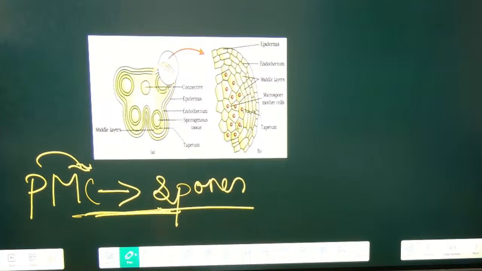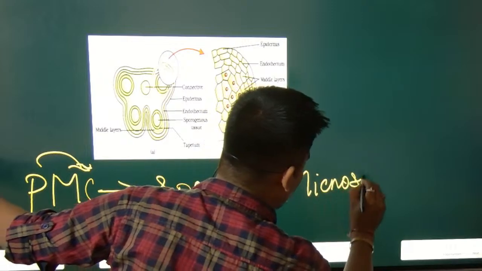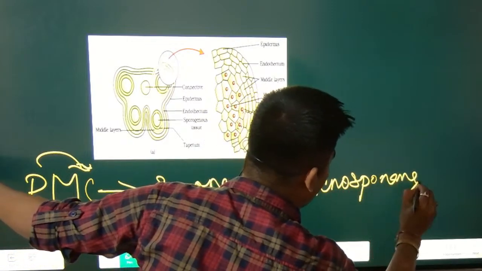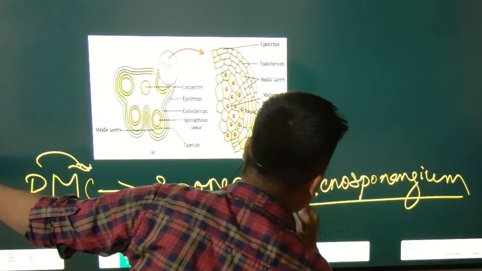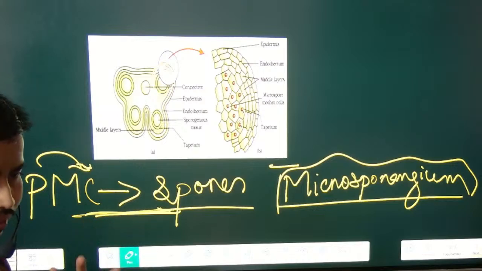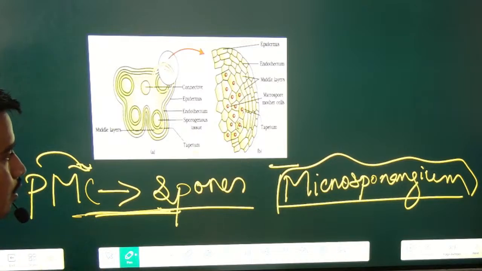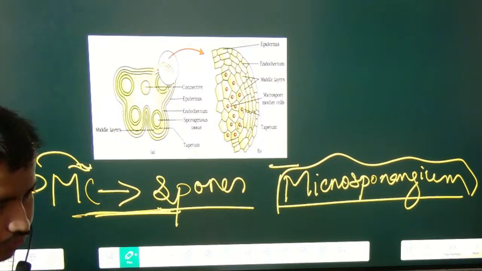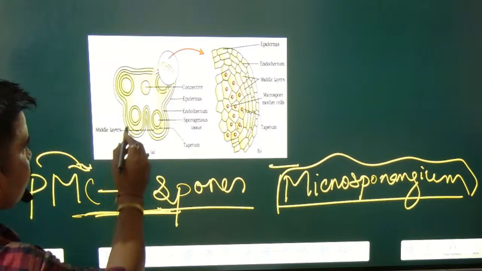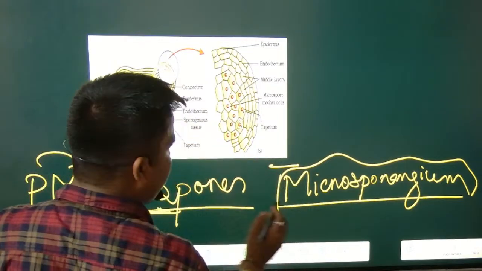This structure is basically called the microsporangium. What is called microsporangium? Sporangium means a sac that is filled with microspore tissues. This is the sporogenous tissue, and as it is filled with microspore tissue, that is called microsporangium.